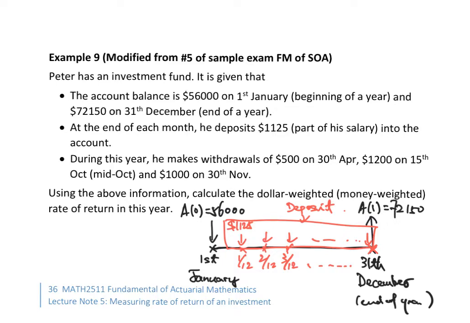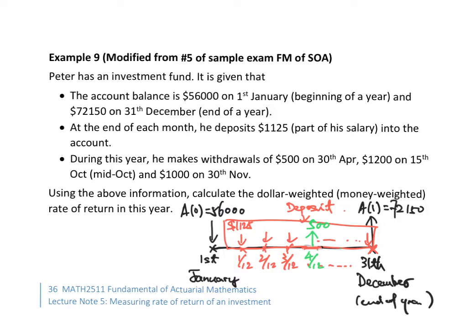Now, of course, besides making this deposit, this investor will also make withdrawals as well. In particular, on 30 April, which is the end of the 4th month, he will withdraw the amounts. At the end of the 4th month, he will make a withdrawal of $500.